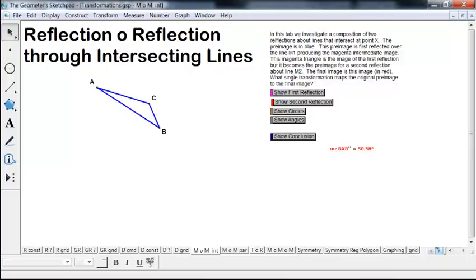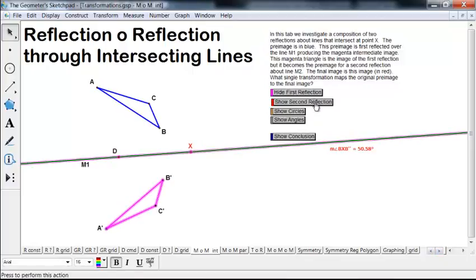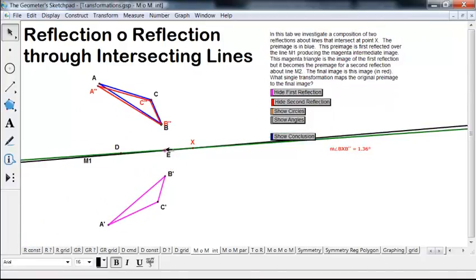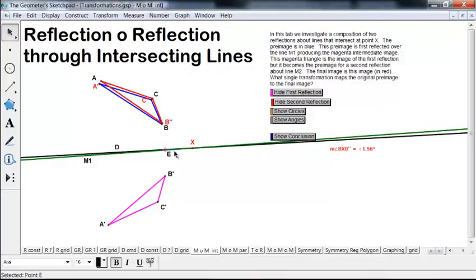So for example, we're going to compose two reflections. There are three possibilities. If we reflect over a line, and then we reflect again over the same line, then of course we end up right back where we started.